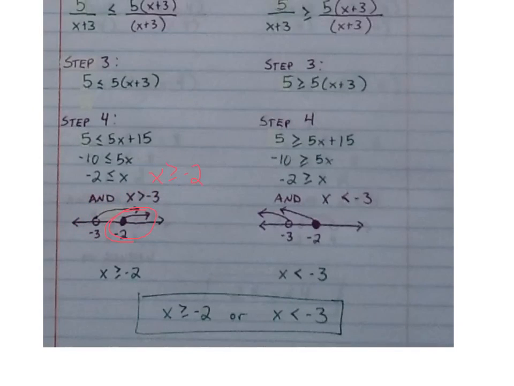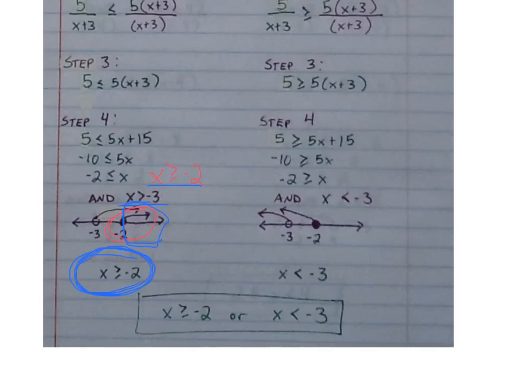And then what we're looking for is the spot where both conditions are true. Both x is greater than negative 3 and x is greater than or equal to negative 2. And that only occurs on this half of the graph. So in condition 1, or case 1, these two constraints are true only when x is greater than negative 2.